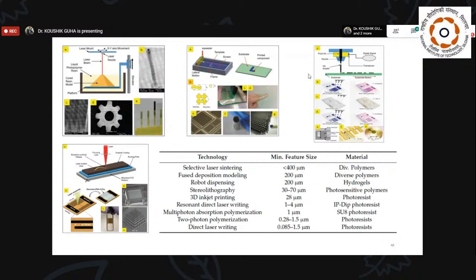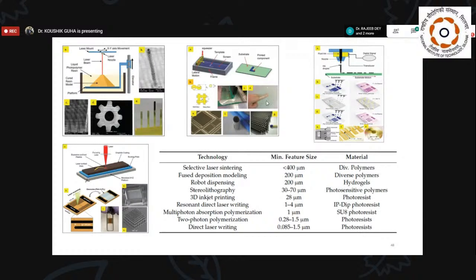Nowadays there are many more micromachining techniques, very high precision techniques, like selective laser sintering, then fused deposition modeling in 3D printing. We have heard a lot about 3D printing technology. Then robot dispensing, stereolithography, inkjet printing, two photon polymerization, direct laser writing, so many things.